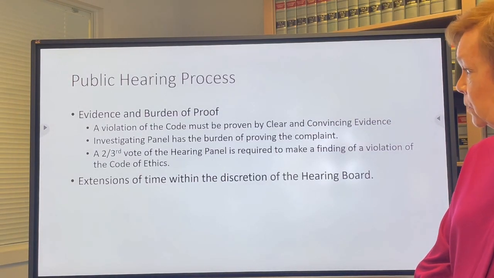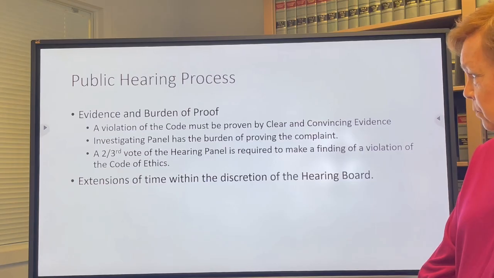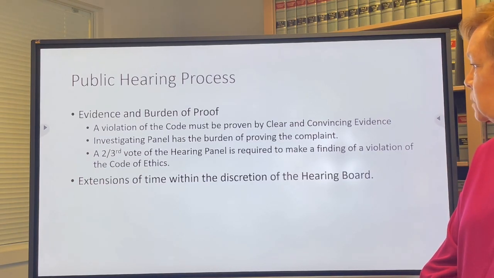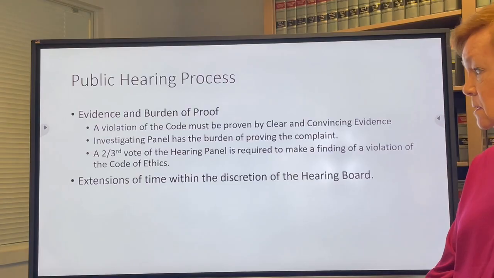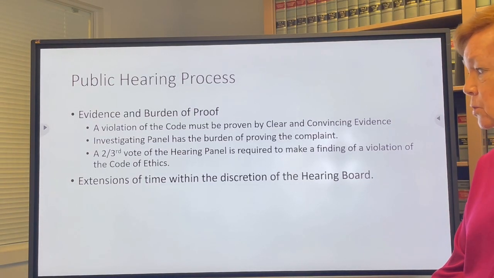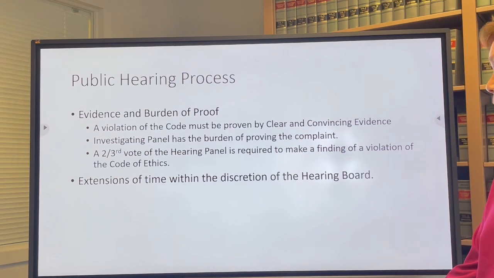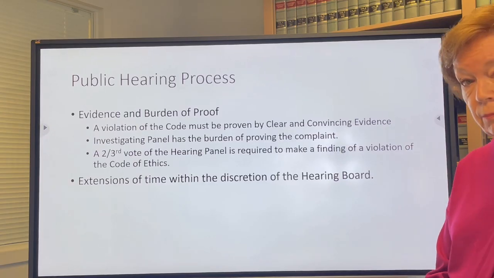The evidence and burden of proof: a violation of the code must be proven by clear and convincing evidence. The investigating panel has the burden of proving the complaint, and a 2/3 vote of the hearing panel is required to make a finding of the violation of the Code of Ethics. Extensions of times, if required, will be at the discretion of the hearing board.